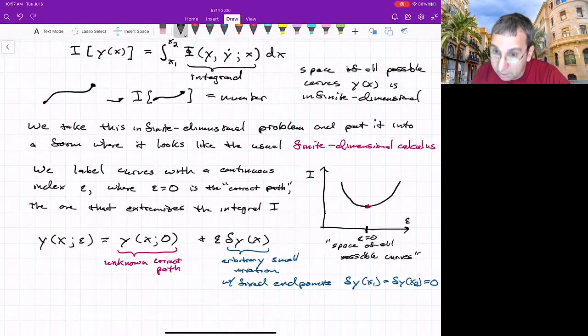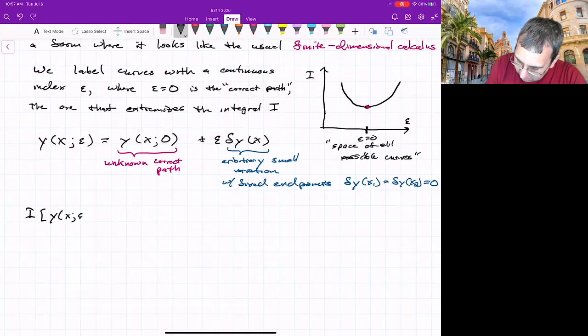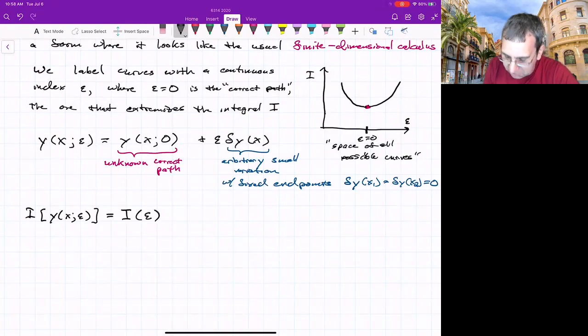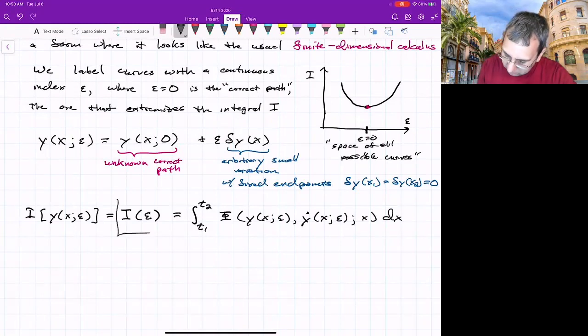So what do we get for I? The integral takes in now y, and using this continuous index epsilon, this is I now as a function of only epsilon. So now I is just a function of a scalar epsilon. Looks like the usual calculus. And we can write the integrand this way. It's also a function of the derivative of y with respect to x, and possibly x itself. Okay, so now we've got this.